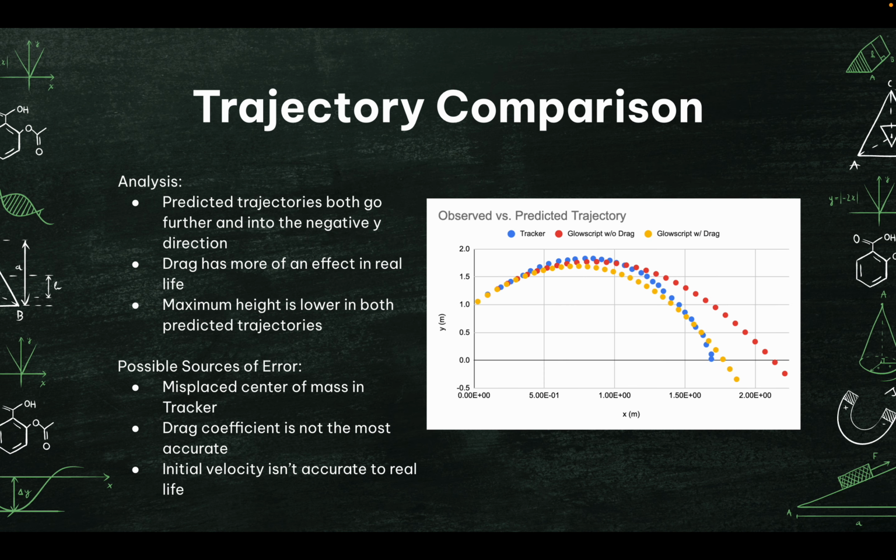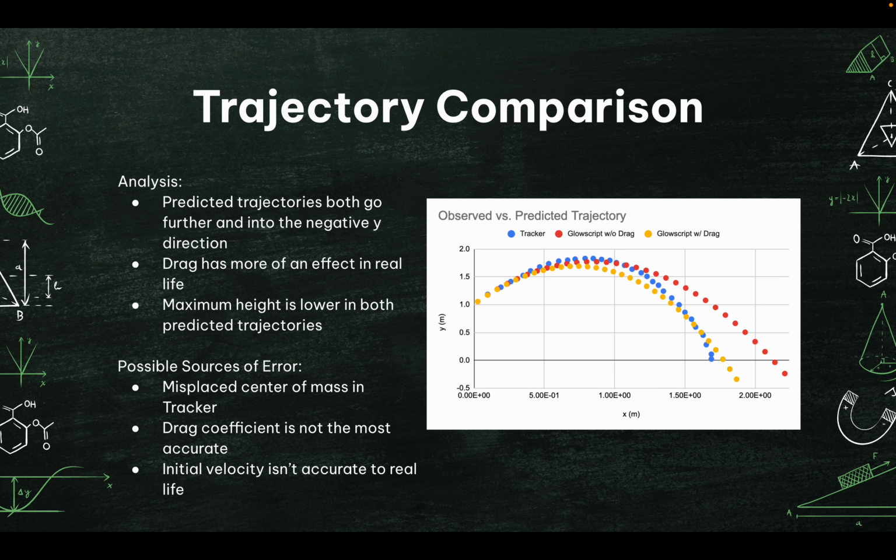Finally, after gathering all the data points from Tracker and GlowScript, we were able to produce a graph comparing the observed trajectory, the predicted trajectory with just gravity, and the predicted trajectory with gravity and drag. The predicted trajectories both go further than the observed trajectory, and some points are negative. The predicted model without drag, however, goes much further in x than all the other trajectories. The predicted model with drag just barely goes further than the actual trajectory. As we can see, drag has a much larger effect in real life than the model predicts.